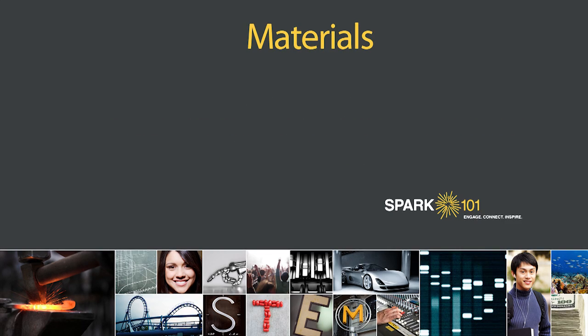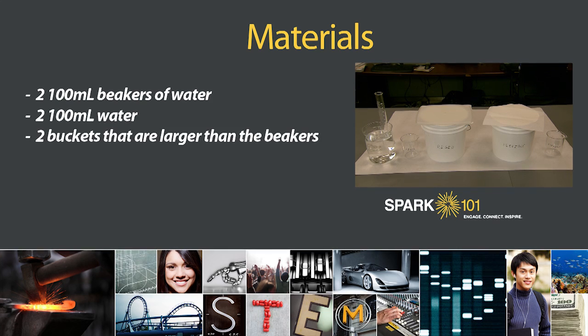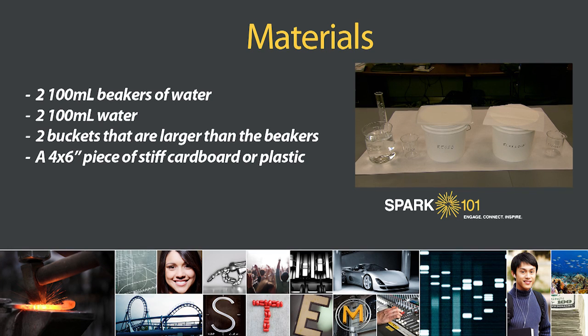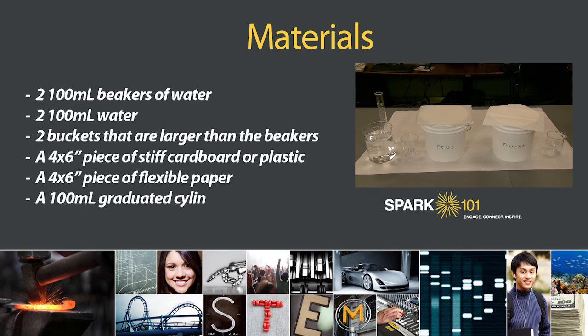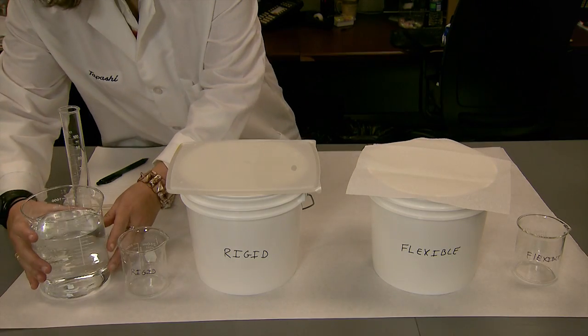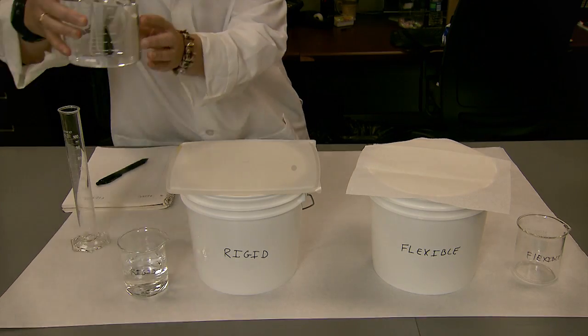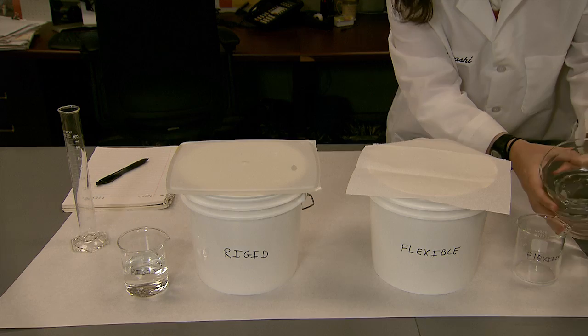The materials you will need are 2 100 milliliter beakers of water, 2 buckets that are larger than the beakers, a 4 by 6 inch piece of stiff cardboard or plastic, a 4 by 6 inch piece of flexible paper, a 100 milliliter graduated cylinder to measure the water, and pen and paper to record your findings. So what you're going to do for this experiment is you're going to measure out 100 milliliters of water into each beaker. Label the buckets rigid and flexible.